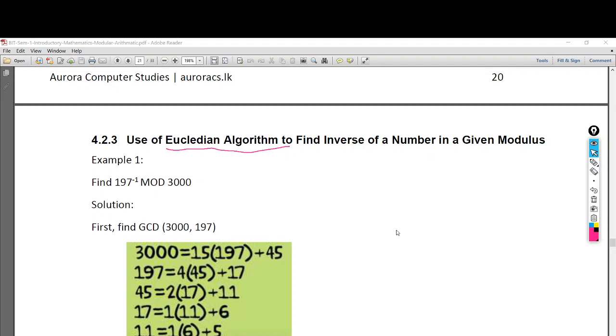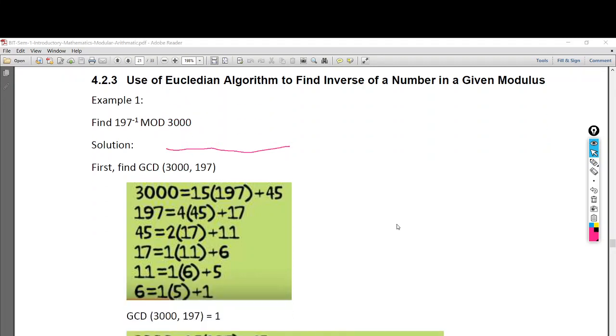Since we are already familiar with the Euclidean algorithm, it's very easy. Say we want to find the inverse of 197 in mod 3000. Now you can see 3000 is not a prime number. So in the world of 3000, what is the inverse of 197? The first step is to find the GCD of the number and the mod. In this case you have to find the GCD of 3000 and 197. You know how to do that.